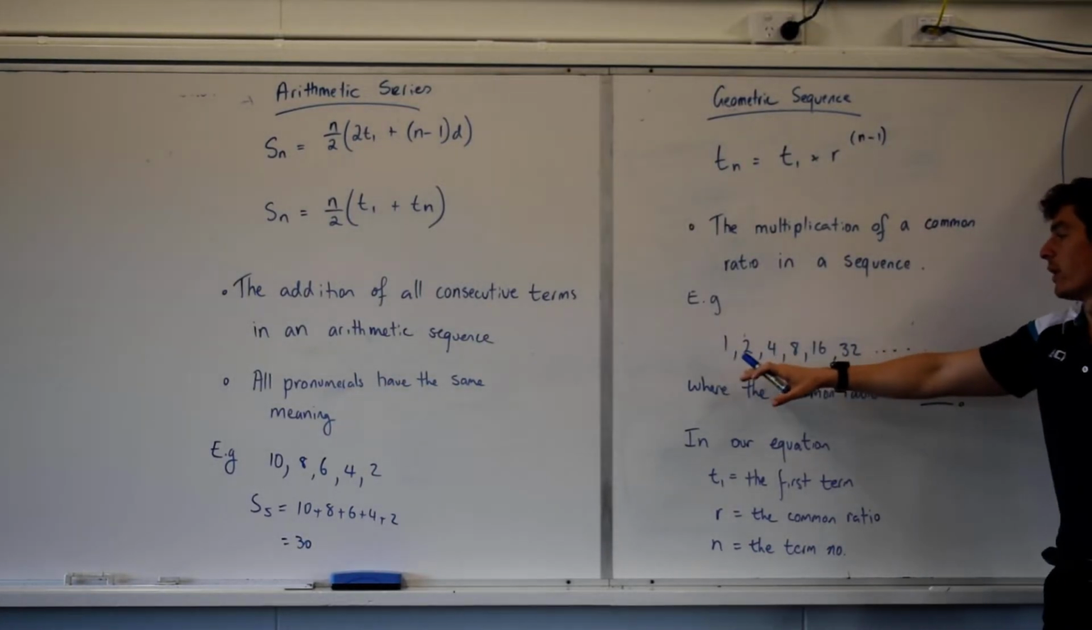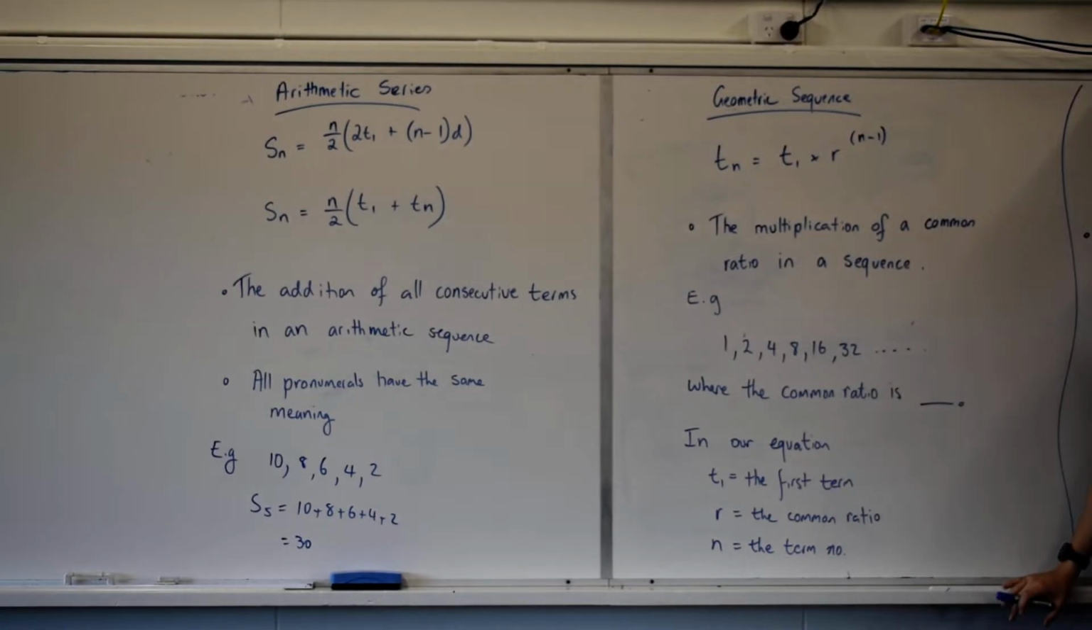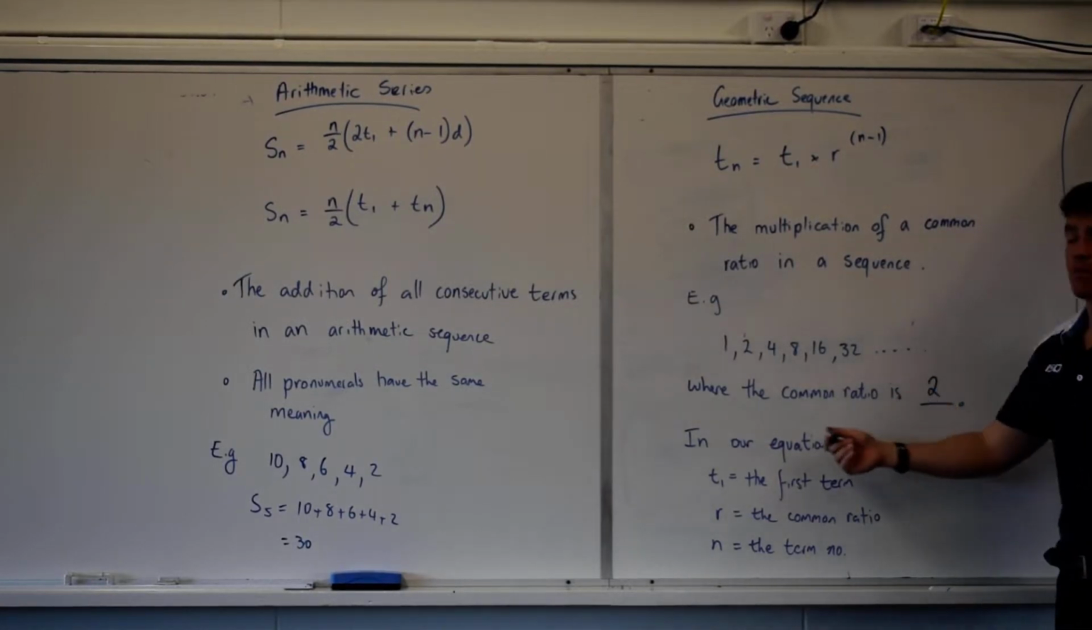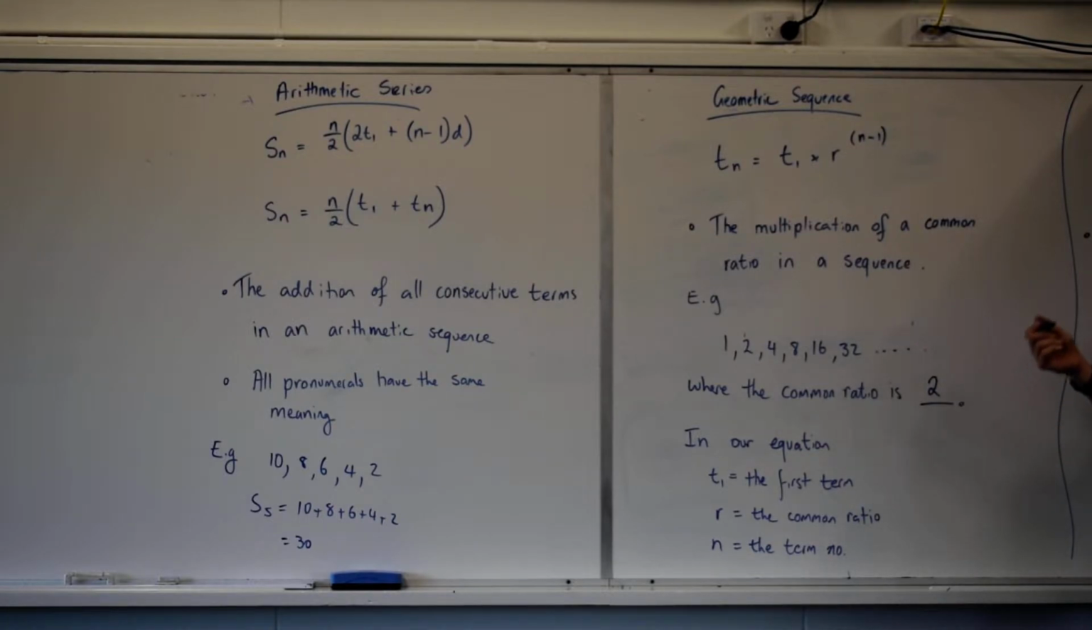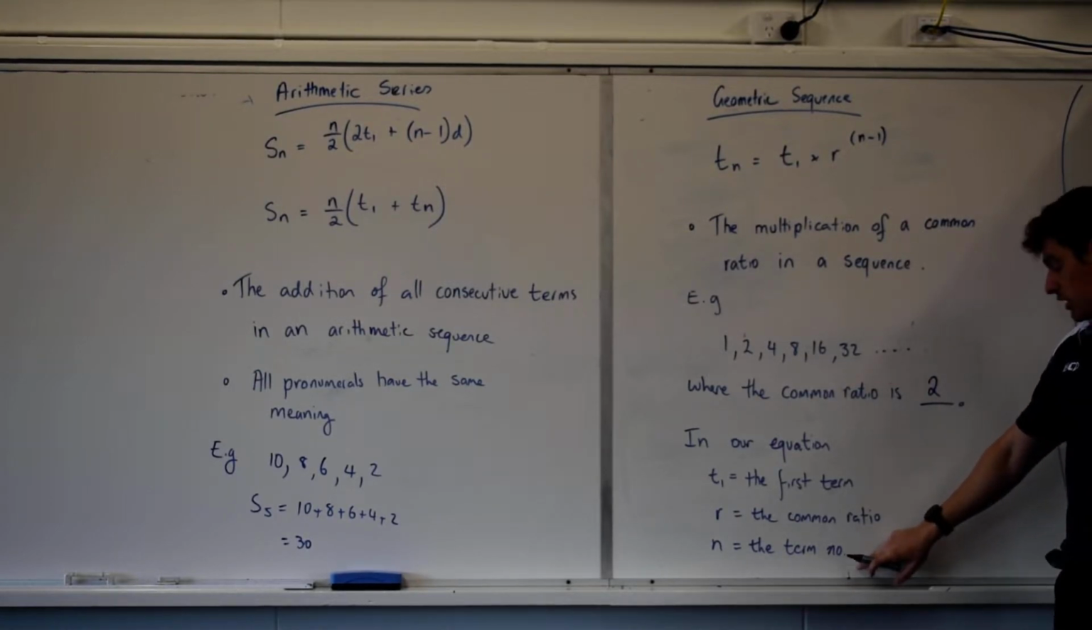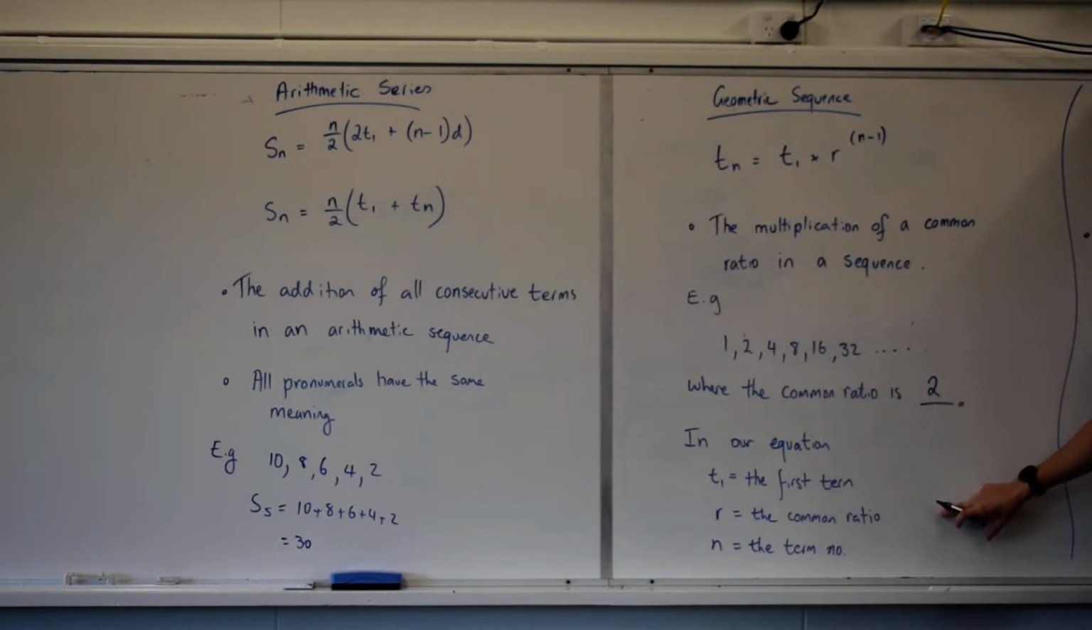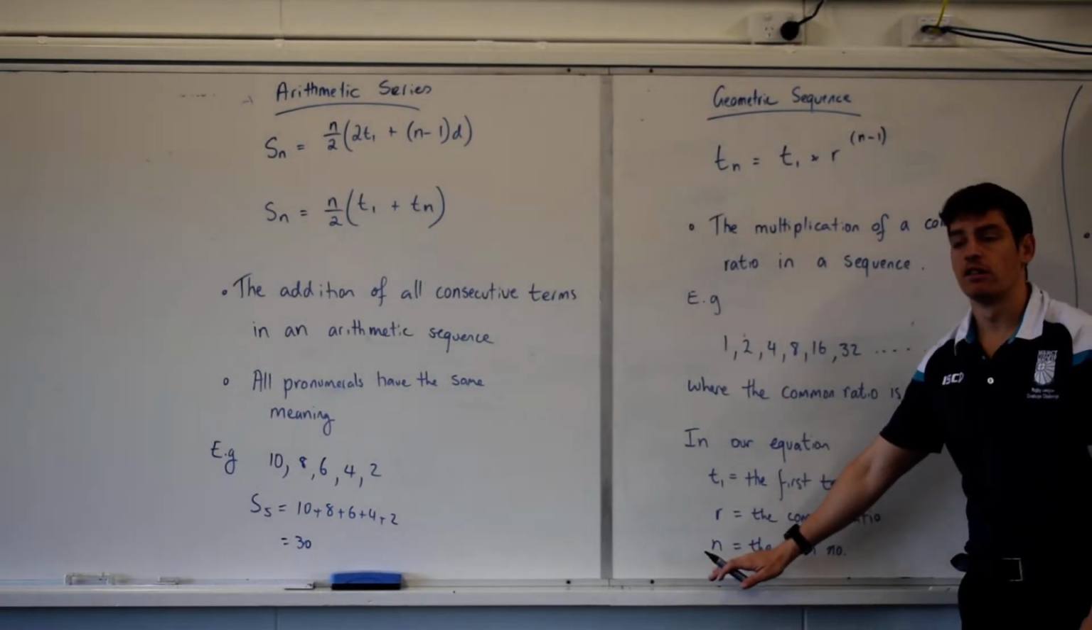So it's the multiplication of a common ratio. This is an example. 1, 2, 4, 8, 16, 32. We can see the pattern there. So that is our geometric sequence. What is our common ratio here? 2. Because every term is being multiplied by 2 to reach the next term. Does that make sense? In the equation, T1 is still our first term, n is still our term number, but in this case we've got r, which is our common ratio. So I really didn't need to write T1 and n, did I?